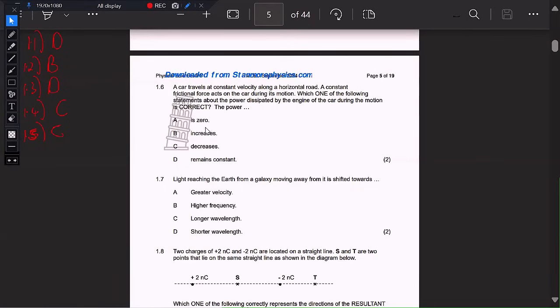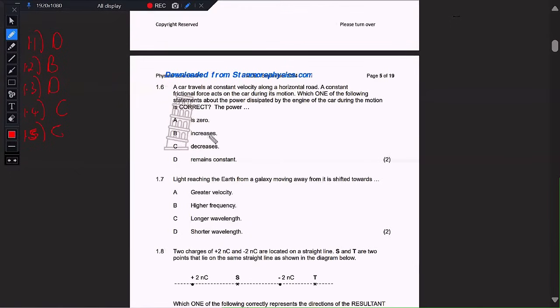Not quite. Does the power increase? Nope. Does the power decrease? Nope. Does the power remain constant? It has to remain constant, because here we are told that the car is traveling at constant velocity. So if it's moving at constant velocity, there is no change in velocity, so the acceleration is 0 meters per second squared. So that means your power just remains constant there. So for 1.6, we'd say your option is D.